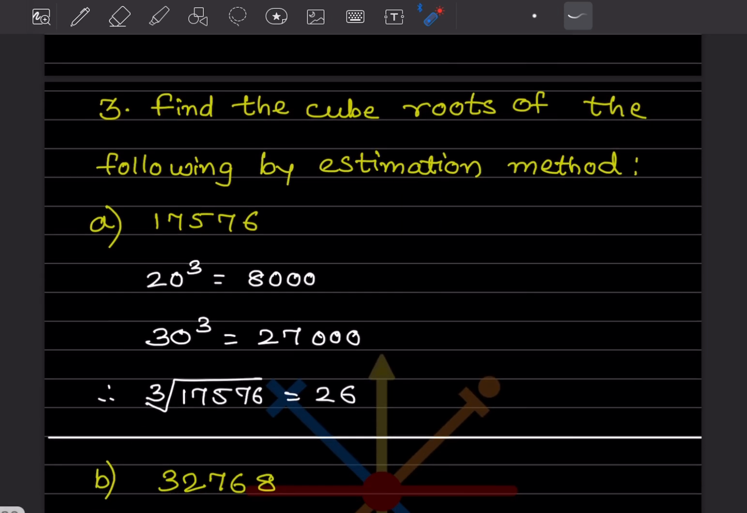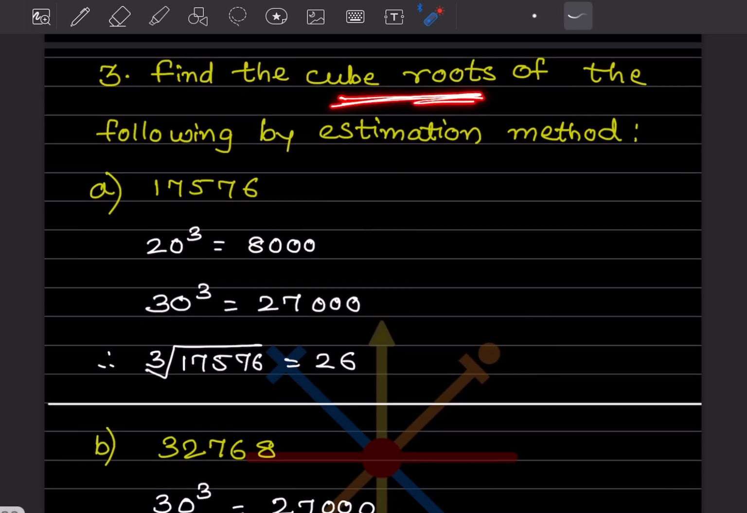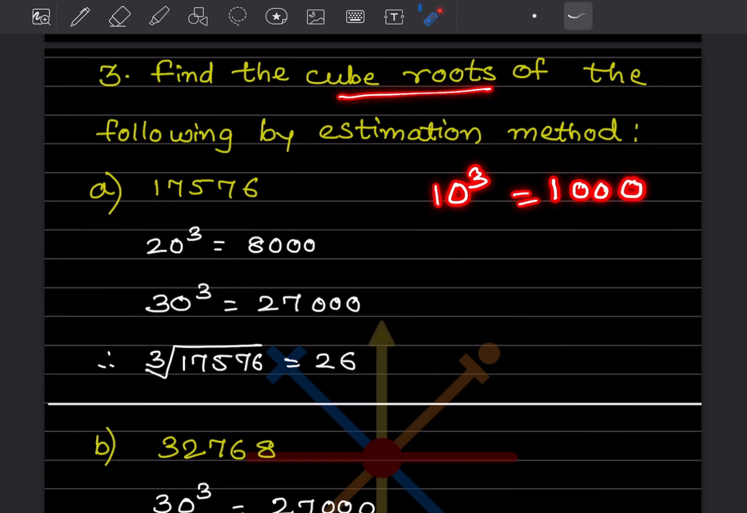Now here, find the cube roots. They said cube roots of the following by estimation method, which means you have to see tentatively what it will be. You have to estimate it, not do it directly. Now see here, 17,576. You know this is 10, because we have to find a cube root, and 10 cube is going to be 1 and 3 zeros. That is going to be 1000.